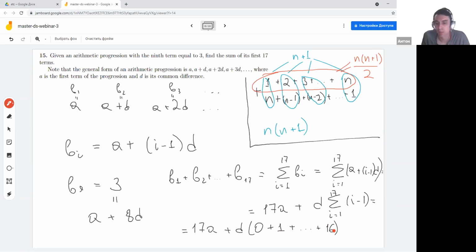Here we have 1 plus and so on up to 16. So we have 17a plus d times, let's see, n equals 16. So it's 16 times 17 divided by 2.